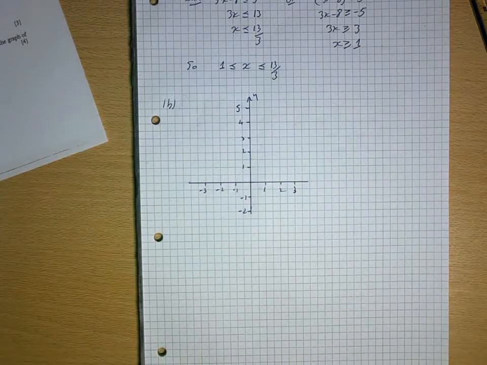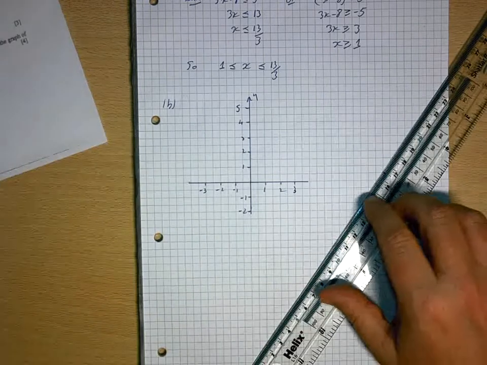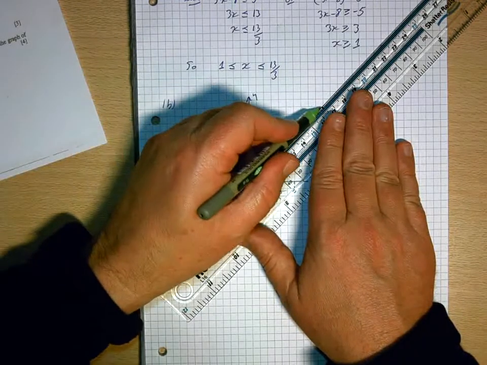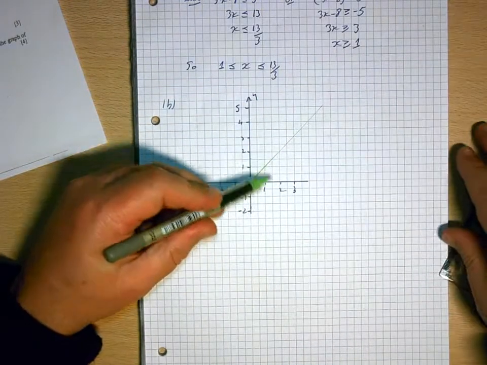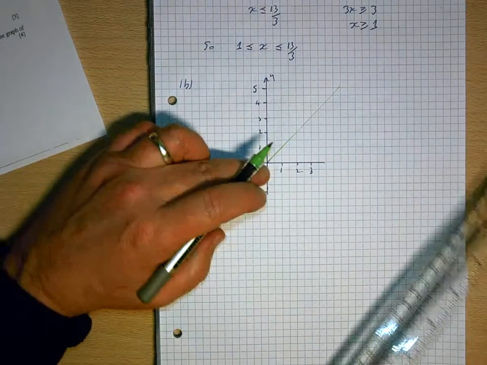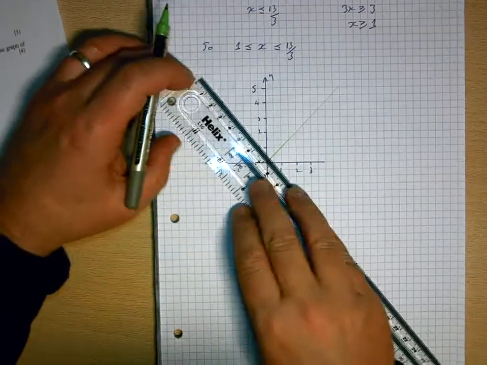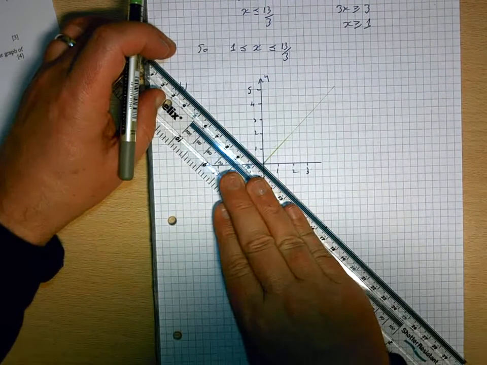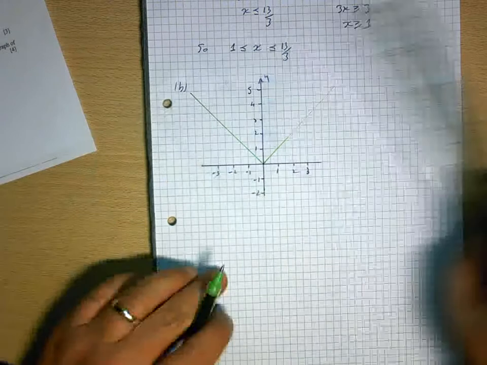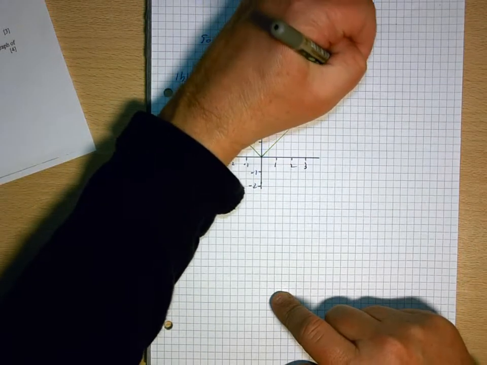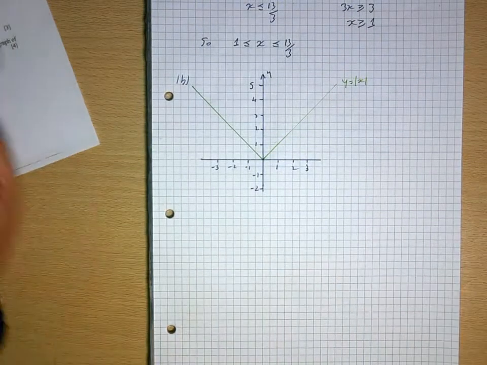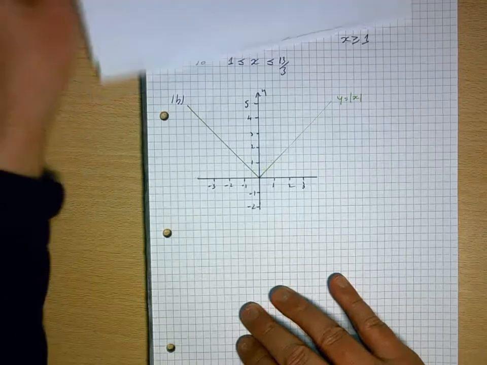Okay, so y equals f(x), we know by now, is going to go through the points (1, 1), (2, 2), and so on. On the other side, because it's the modulus, it isn't going to continue diagonally down, it's going to bounce back. So on this side, it's going to do that. So that's the line y equals modulus of x.